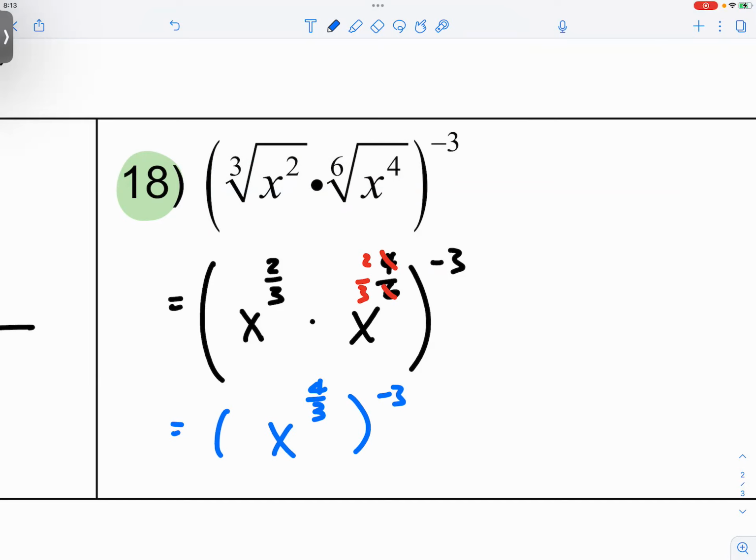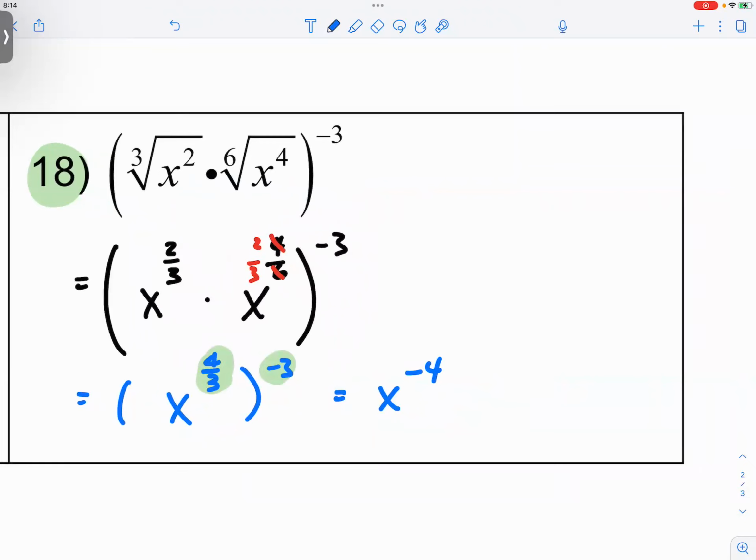And then, what happens to these two exponents? They can multiply, right? So the 3 will get canceled out. So you have x to the negative 4 power. And we don't like to have a negative sign in the exponent. So let's go ahead and fix this. X to the negative 4 power means 1 over x to the 4 power. No more negative, because negative means 1 over.